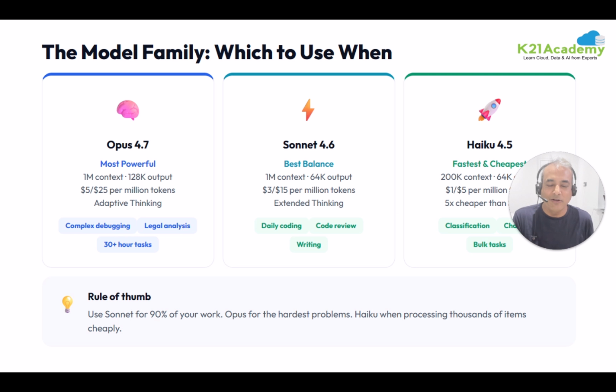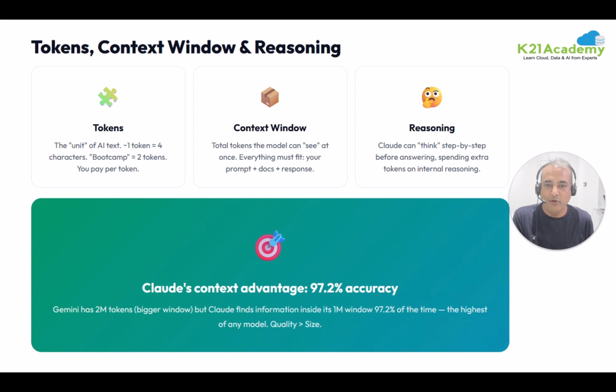Claude is nothing but a family of large language models from a company called Anthropic. There are three models that we will be using: Opus, Sonnet, and Haiku. At the time of recording, these are the version numbers. We'll also talk about what the differences are and which one to use when.